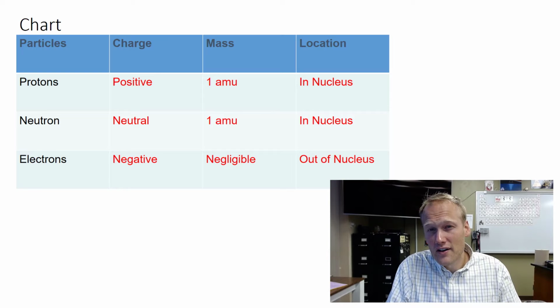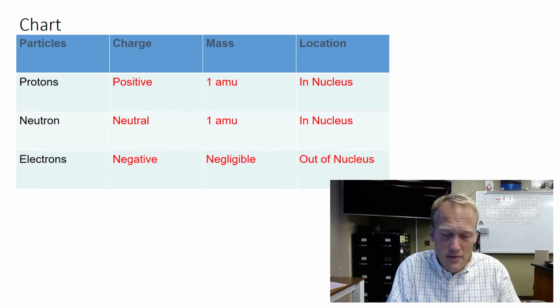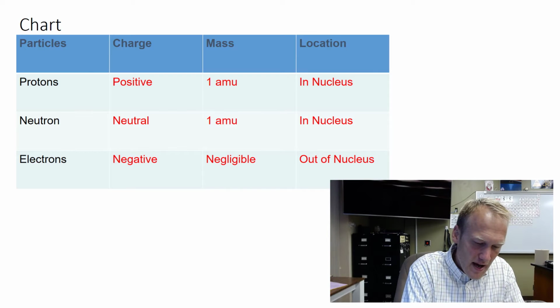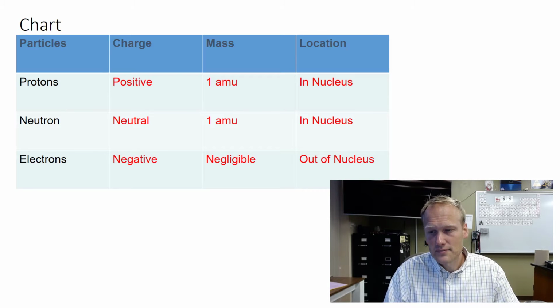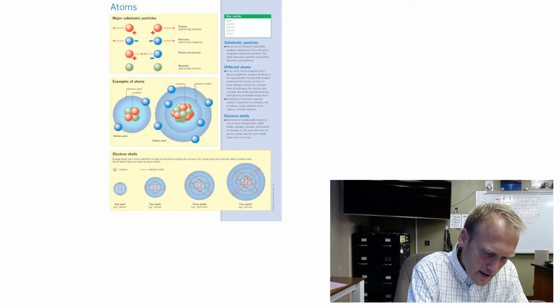If we take a look at this chart here, it kind of gives us an idea of the different particles that we're going to have within the atom, and it gives us their charge, their mass, and their location. Make sure you can differentiate between these three particles and their characteristics. This is just a real quick diagram. It shows us an example of a Bohr model. We can see that within the nucleus we're going to have protons and neutrons, and then on the outside of the nucleus in energy levels we have our electrons.